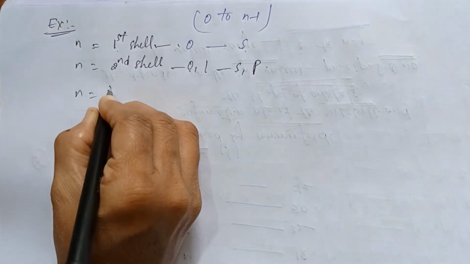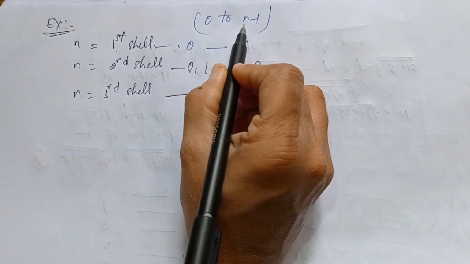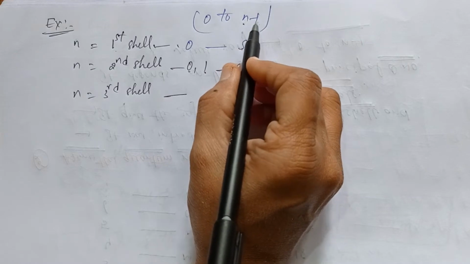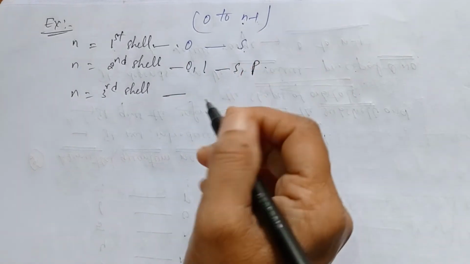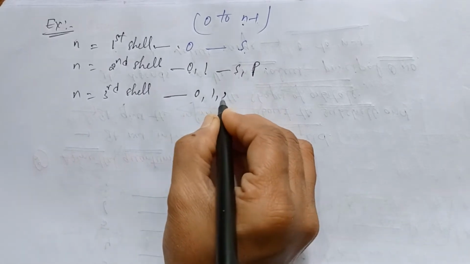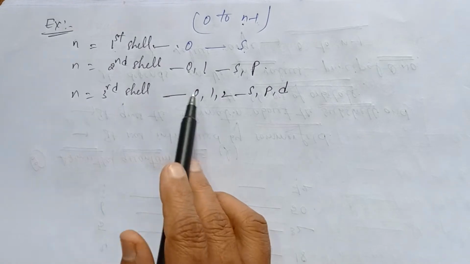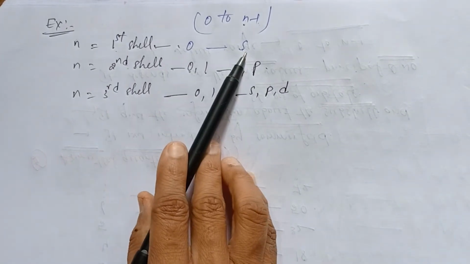Now suppose n equal to 3, the third shell. Substituting, 3 minus 1 is 2. What values will you get? 0 to 2, that is 0, 1, 2. That means s, p, d, so 3 subshells. Are you clear? Third shell has 3 subshells, second shell 2 subshells, first shell 1 subshell.